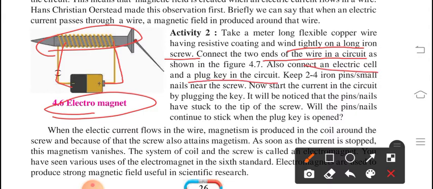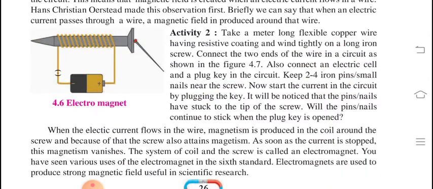Keep 2 to 4 iron pins, small nails, near the screw. Now start current in the circuit by plugging the key. It will be noticed that the pins or nails have stuck to the tip of the screw.